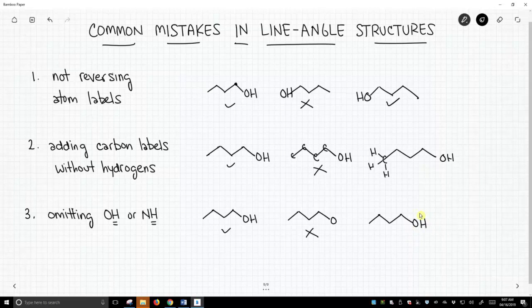If this were an amine with a nitrogen instead, we'd have to write an NH2 to give that nitrogen the 3 bonds that it wants. So these are probably the most common mistakes that I encounter with my students. So I'm guessing these are problems that plague everybody when they learn line angle structures.